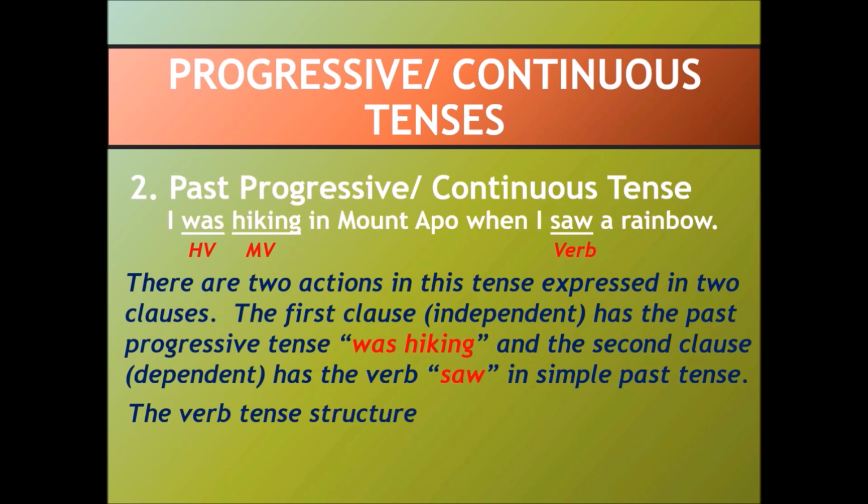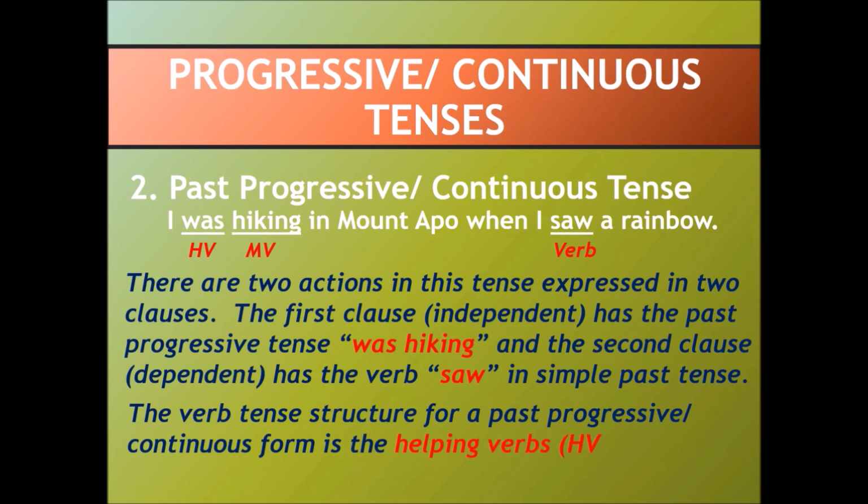The verb tense structure for a past progressive continuous form is the helping verbs was or were plus the ing form of the verb.